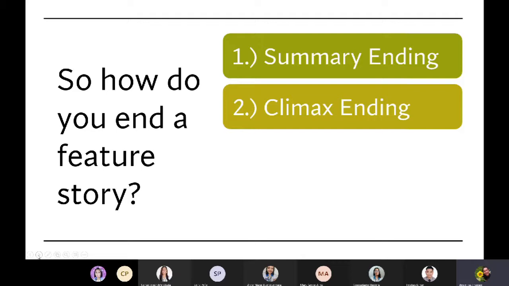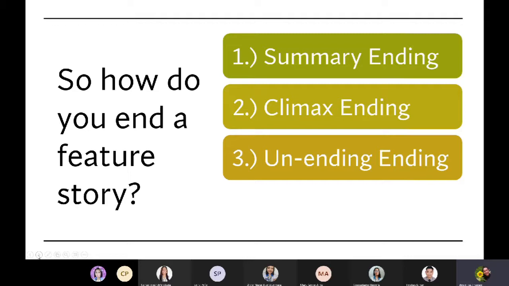Meron din nangyayari yung unending ending. Hindi pa tapos. Okay, parang wala. Ayun na yun. Parang may ganun. So somehow, it will make the reader crave for more of your articles. Okay, so yung unending ending, it is up to the readers how they are going to end the article. Pero wag yung hindi nyo na tinapos, walang tuldok, parang oops, parang ganun.